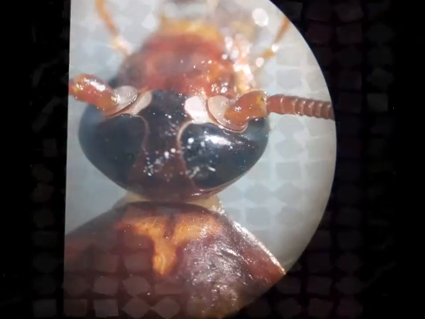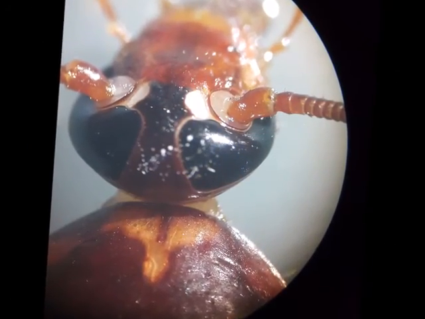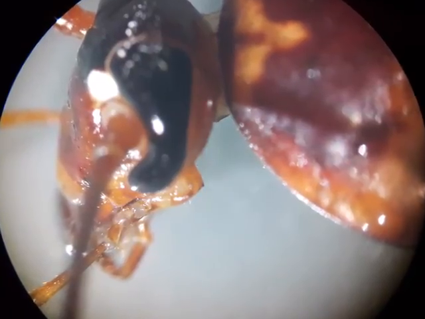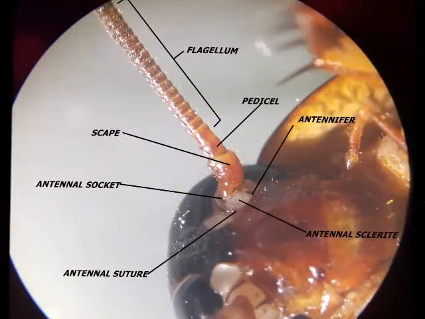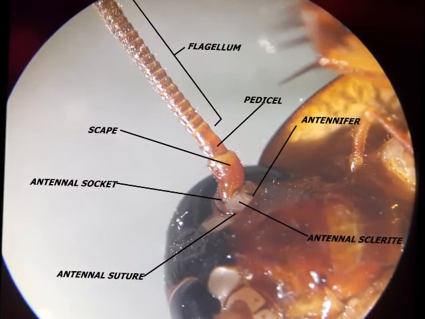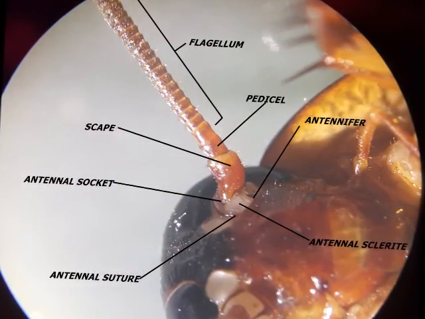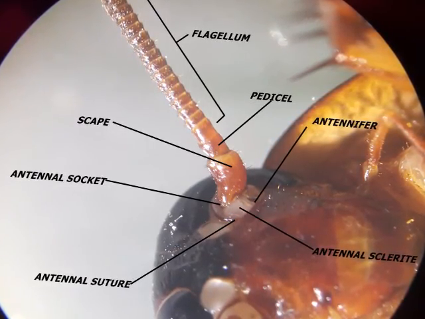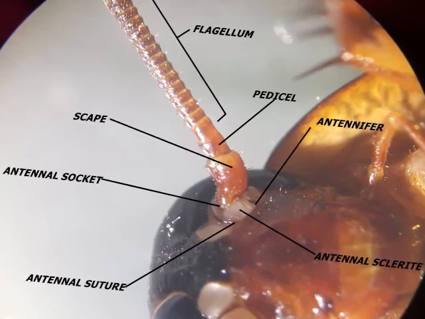A pair of thread-like antennae arise from membranous sockets lying in front of the eyes. Antennae have sensory receptors that help in monitoring the environment. Segments 1 and 2 are termed scape and pedicel respectively. The remaining segments are jointly called flagellum. It is attached to an antennal socket and antennal sclerite with antennifer and antennal suture.